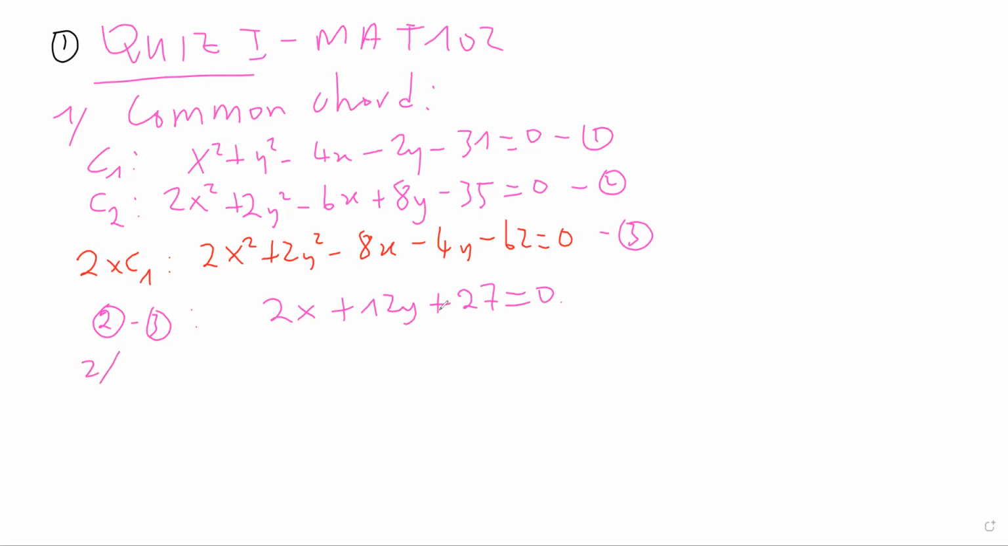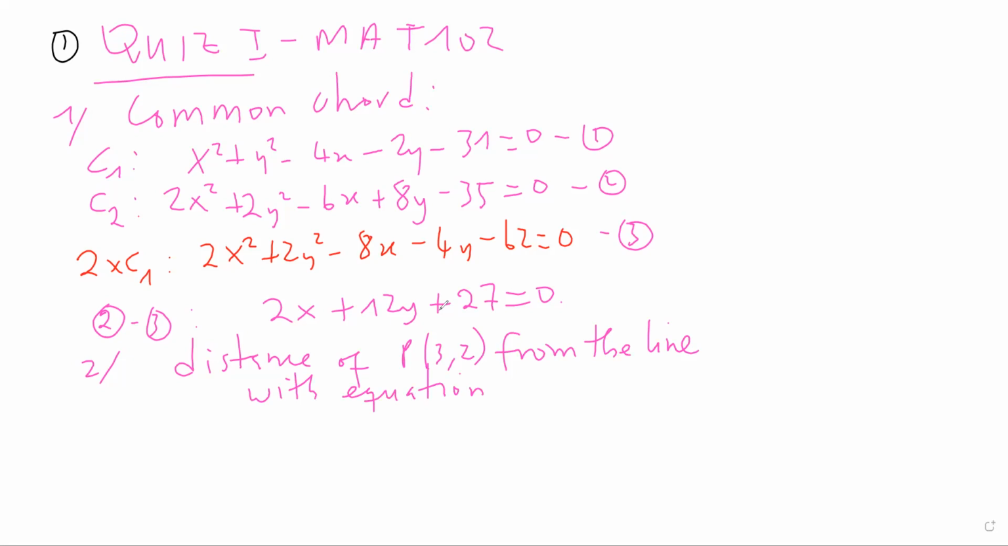Okay. And 2, we're asked to find the distance of a point P, which is 3, 2, from the line with equation 12x plus 5y minus 11 is equal to 0.